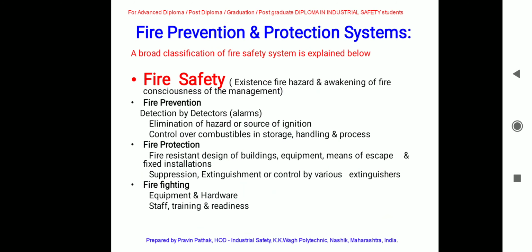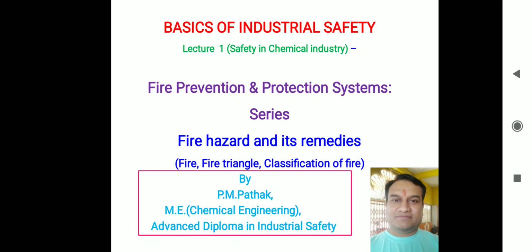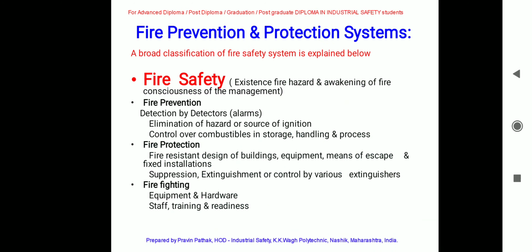So we are going to discuss different things in this chapter, that is fire, what exactly fire is, what is meant by fire triangle, what is meant by tetrahedron, etc. But before going to the actual presentation, I would like to share this slide as a common slide for 4 lectures. This is the fire prevention and protection systems, a broad classification of fire safety system. That is, it is given for the 4 elements.